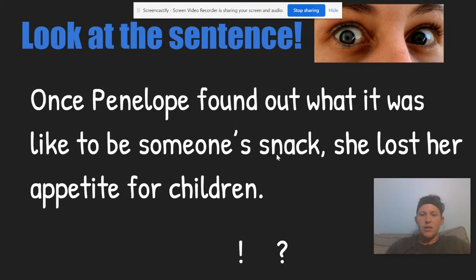So if you said Miss Acton's snack, that snack belongs to me, and at the end of Miss Acton's snack, it would be an apostrophe S instead of just a normal S. It just shows that something belongs to you. And you'll learn about that more at the end of the year.